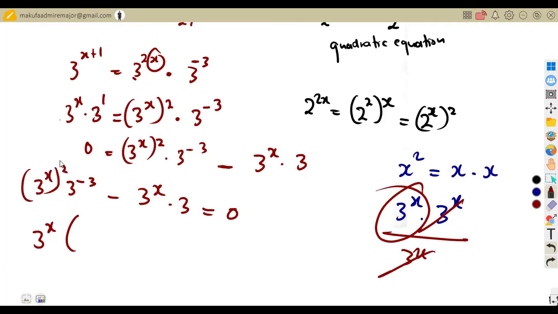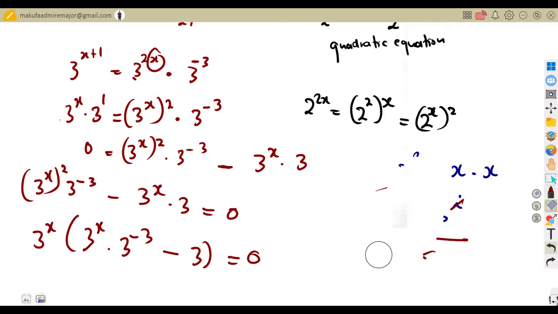It's because of this squared. So we're going to remain with the 3 to the exponent of x times 3 to the exponent of minus 3. Minus, this is common. This is the one that we have here. We factored it out. We remain with what? So we're going to just remain with a 3. So this is equal to 0.